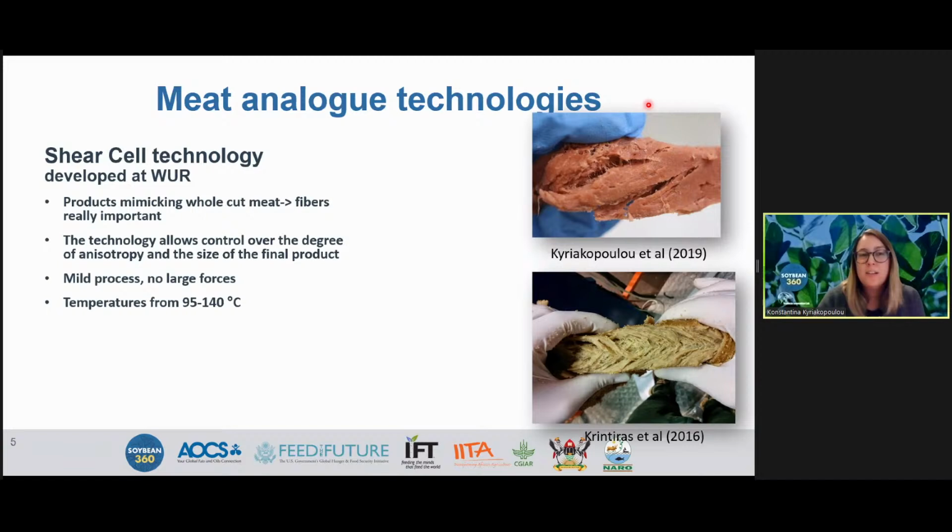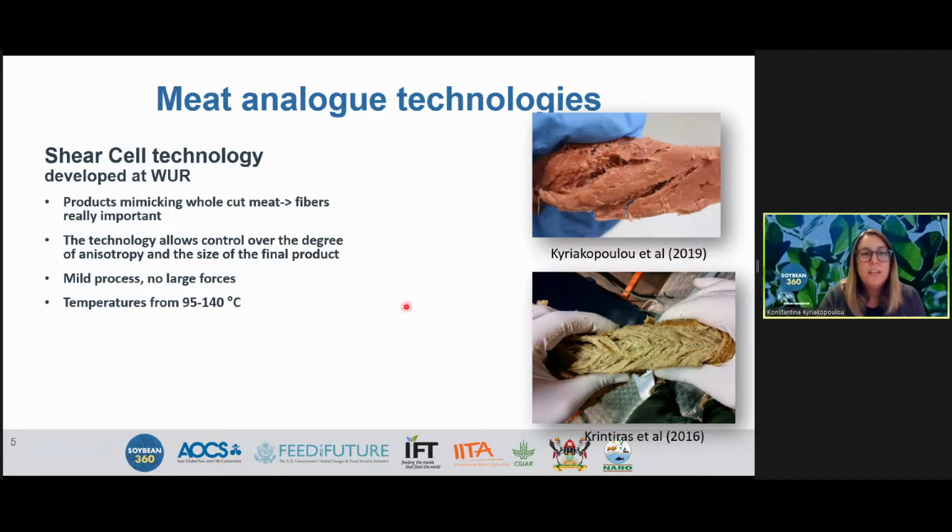And here in the pictures, you can see some of the products that we produced in our lab. Both of them are based on a mixture of soy protein isolate and gluten. And on the top one, you can see, once colorants are added, how closely it resembles the meat muscle.